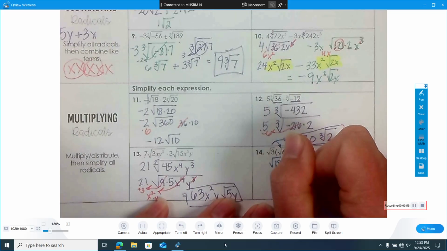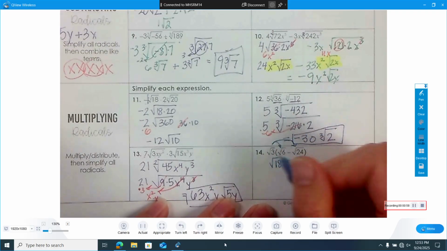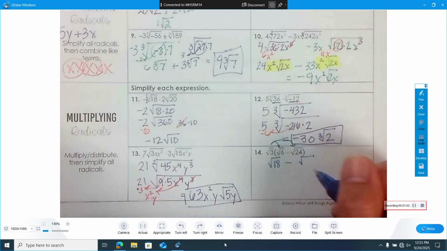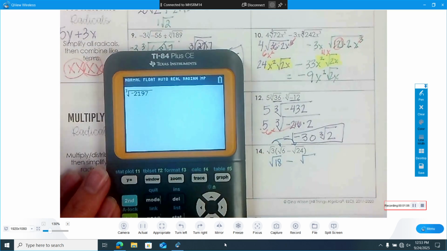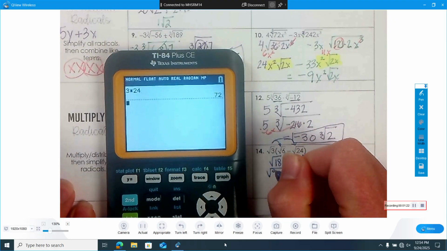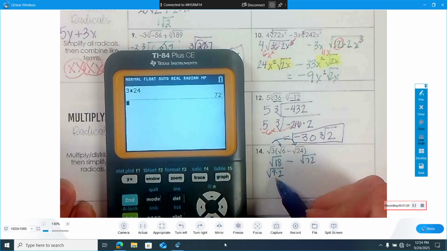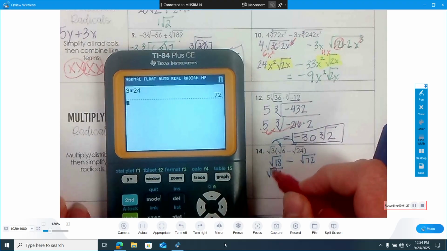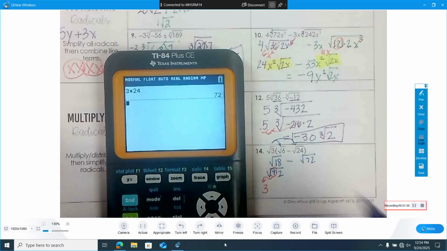Radical 18 minus radical 3 times radical 24, which is radical, we're just multiplying. 3 times 24 is 72. There it is, 72. Okay, so I'm distributing, multiplying my radicals together, and then I need to simplify. Of course radical 18 is 9 times 2. What is my square root of 9? 3. So a 3 escapes. The radical 2 stays behind.